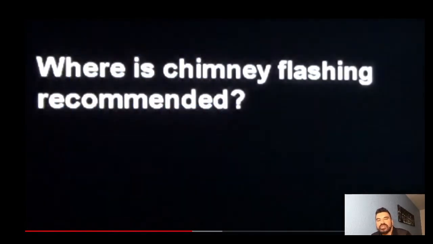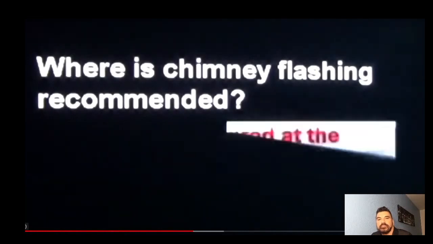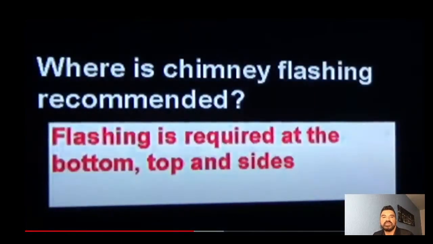Next question, where is chimney flashing recommended? This indeed is the optimal answer. Flashing is required at the bottom, top, and sides. Bottom, top, and sides.